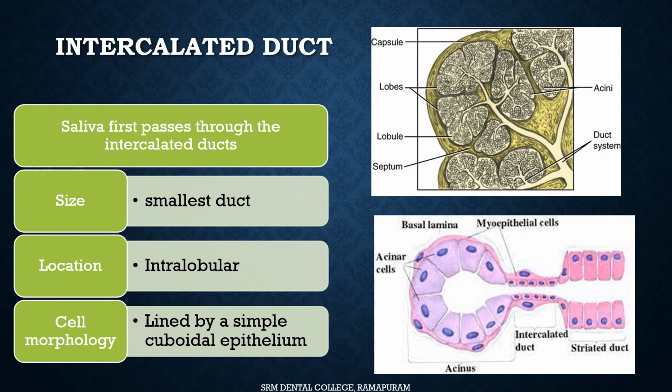The first is your intercalated duct. The saliva first passes through the intercalated duct from your acini. These are the smallest ducts of the ductal system. They are intralobular in location, that is, they are located within the lobule of a salivary gland. Coming to the cell morphology, these intercalated ducts are lined by simple cuboidal epithelium.